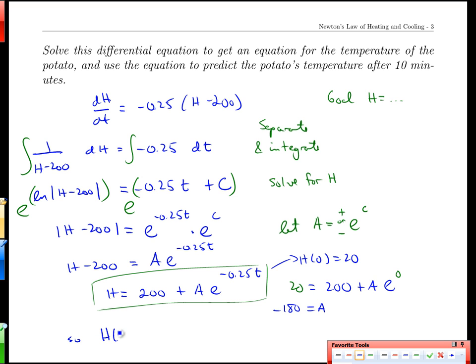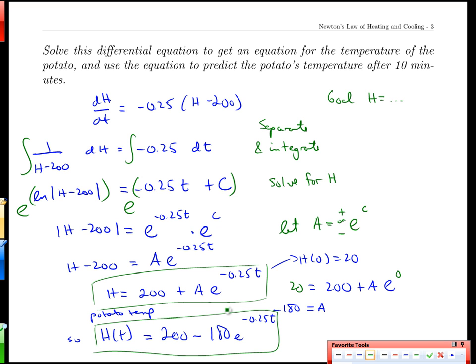So H of t, the temperature of the potato, is going to equal 200 minus 180 e to the negative 0.25 t. And that is the specific solution that applies to this scenario here. Starting at 20 degrees, we use that piece of information, but being in a 200-degree oven. All right. Last but not least, let's try to answer a question that we couldn't have answered with only the differential equation. Questions of how long are something we need the solution for. Let's take a look at that on the next page.